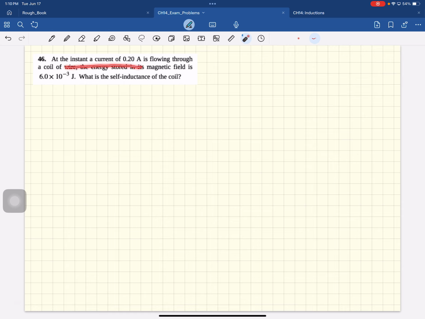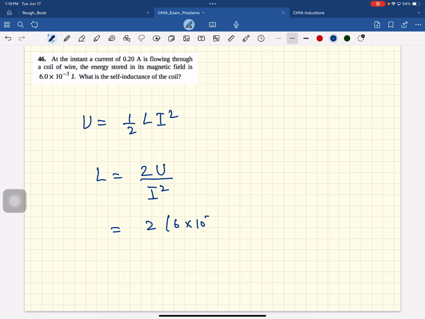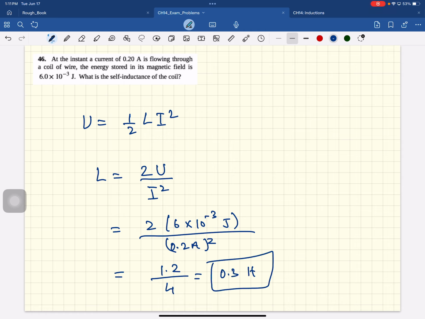At the instant a current of 0.2 amps is flowing through a coil, the energy stored in its magnetic field is that much. What is the self-inductance of the coil? Okay, so when this current flows through, that's how much energy is stored. So this is 0.2, which is 2 times 10 to the minus 1. So that makes it 1.2 divided by 4. Okay, 0.3 Henry.